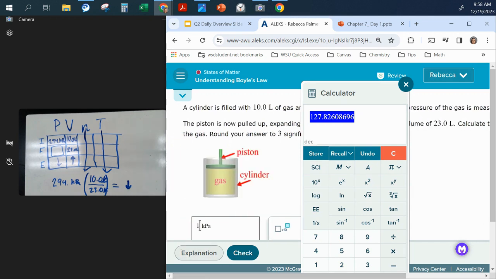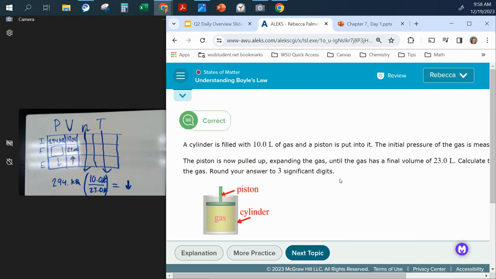So 128 kilopascals. Okay. So we talked about that one last time. Is that one okay?